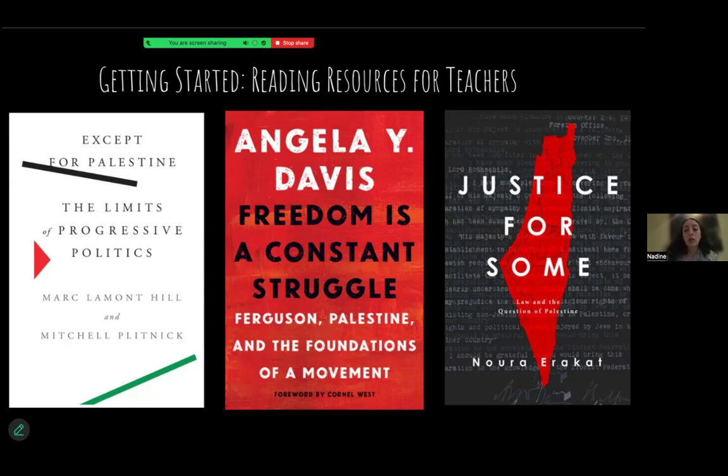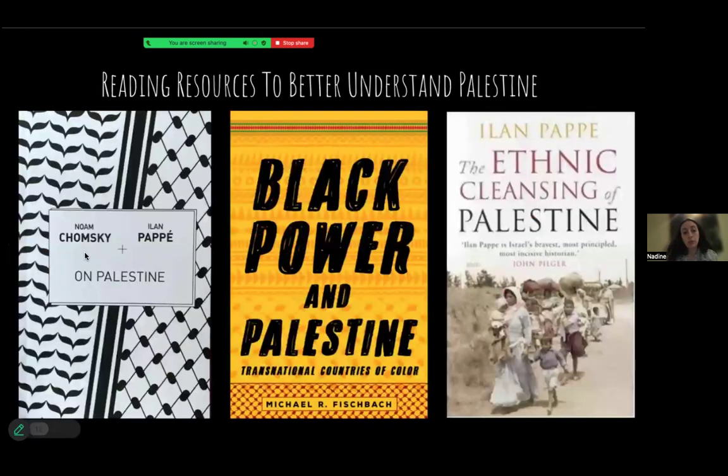And then Noura Erakat's Justice for Some, which is a book that basically shows how the law makes exceptions that don't apply to Palestinians, so not allowing them to have the justice that they deserve. And then On Palestine by Noam Chomsky and Ilan Pappé. Just to note, Noam Chomsky was in Israelism. He was the older man with the raspy voice. He's also Jewish, and Ilan Pappé is an Israeli historian.